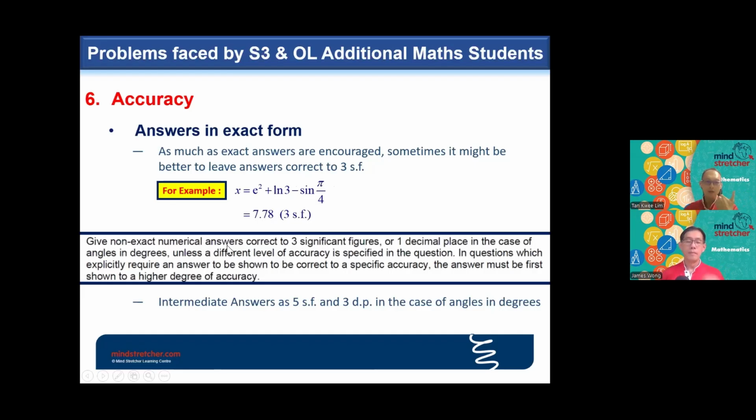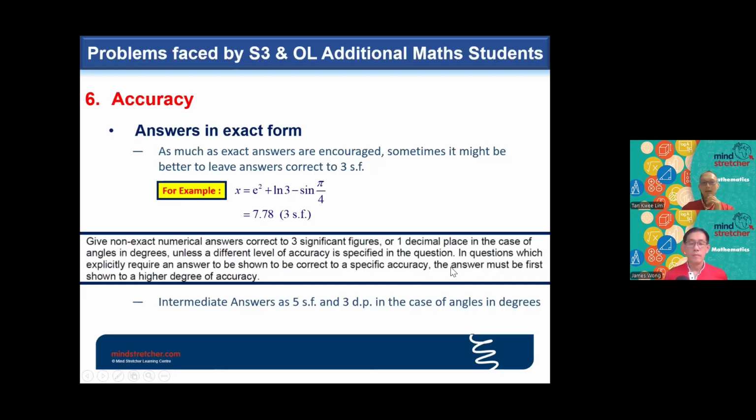Okay, so for non-exact numerical answers, they are to correct to 3 significant figures, or 1 decimal place in the case of angles in degrees. Unless a different level of accuracy is specified in the question, they will have to answer according to that.